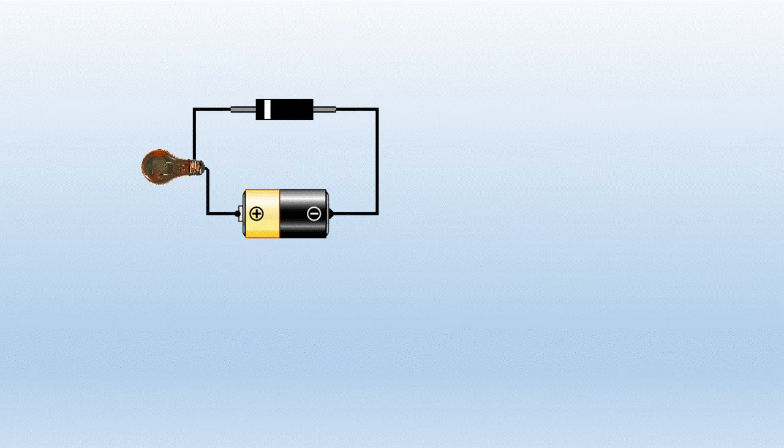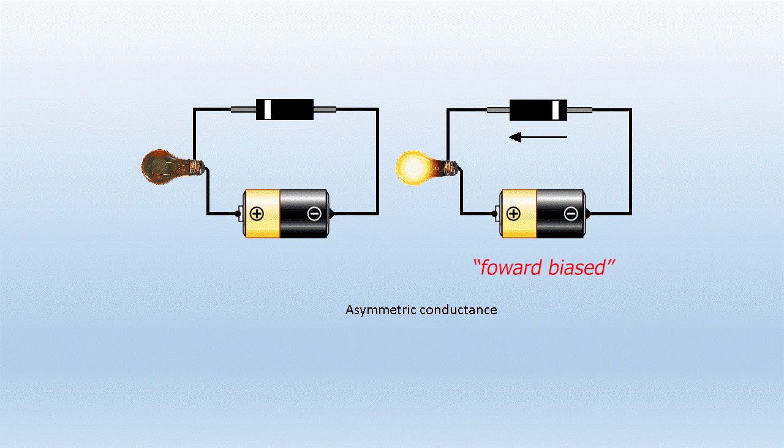Let's look at a very simple demonstration of it. We have a battery, a diode, and a bulb. But as you can see, because the diode is wired in that direction, no current will flow. Whereas if we reverse the diode, we now have current flowing and the bulb will illuminate. In other words, the diode will only let current flow in one direction, sometimes called asymmetric conductance.